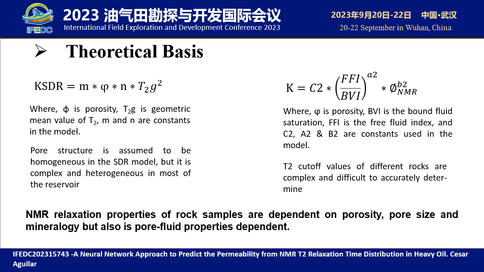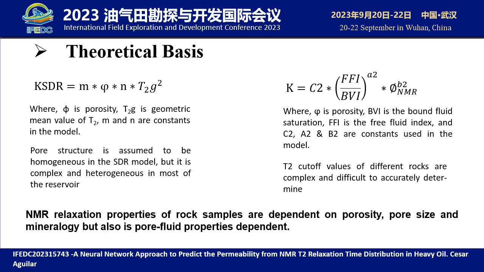Using the previous knowledge, several correlations have been used to predict permeability based on NMR measurement. For example, the SDR method is based on the geometric mean value of T2. Unfortunately, the structure assumed to be homogeneous in the SDR model is more complex and heterogeneous in most of the reservoirs.